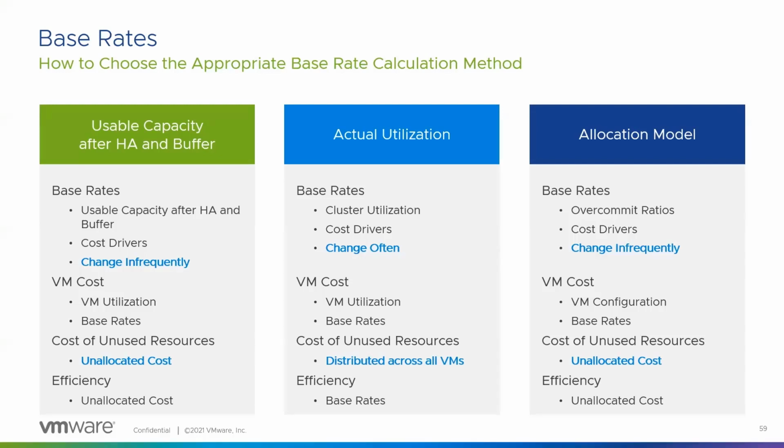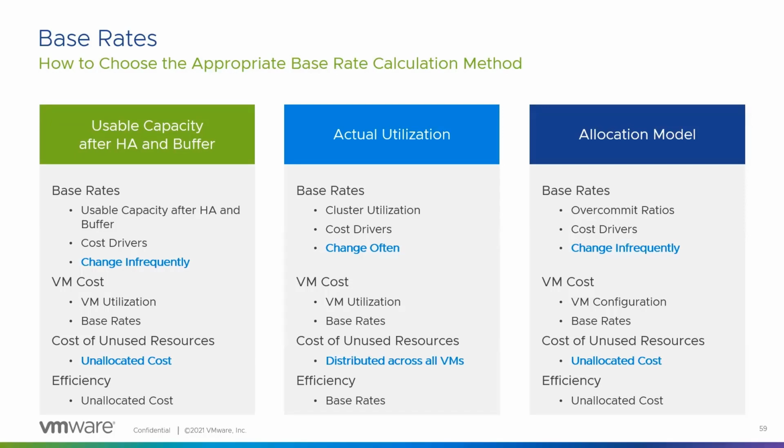So if you have a cluster running one VM, basically the cost of that VM would be the cost of the entire cluster. If you had 100 VMs, then each virtual machine would get a smaller portion of the cost of that cluster. So the decision between these two basically is how you want to handle the cost of those unused resources. Do you want to track it as a separate metric as unallocated cost, or do you want to increase the cost of the virtual machines that are in the cluster and just distribute that unallocated cost, the unused cost across all the other virtual machines? That's really the difference between those two, the cost of unused resources.